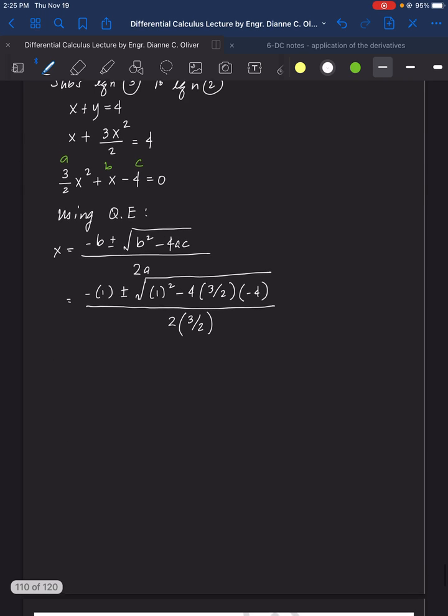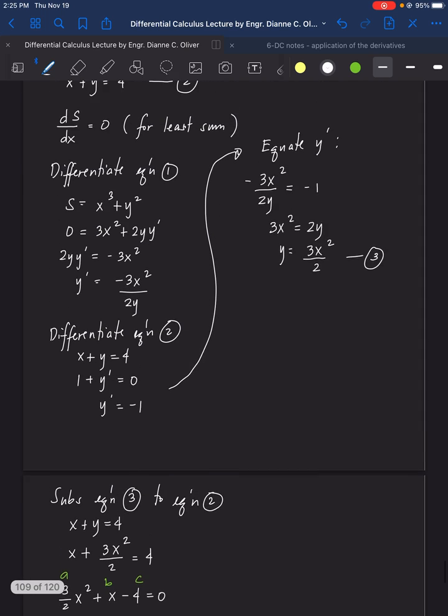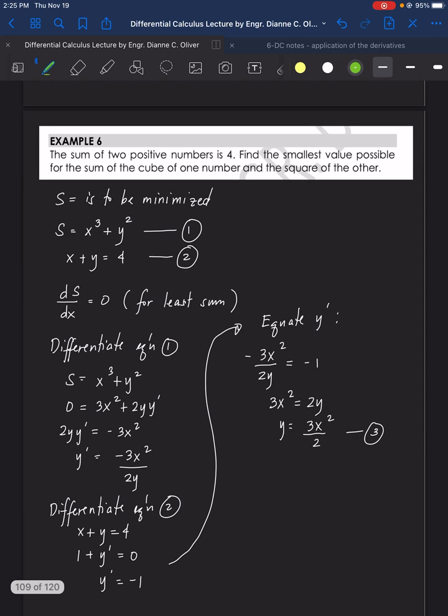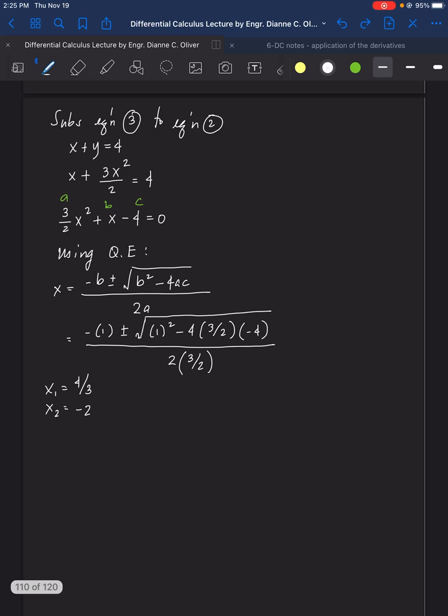So therefore, we have the values x1 is 4/3 and x2 is negative 2. So there are two values for x. Which one are we going to use? Now going back to the problem, it says the sum of two positive numbers, meaning x and y are positive. Therefore, we will use the positive value of x. So we will use this one.